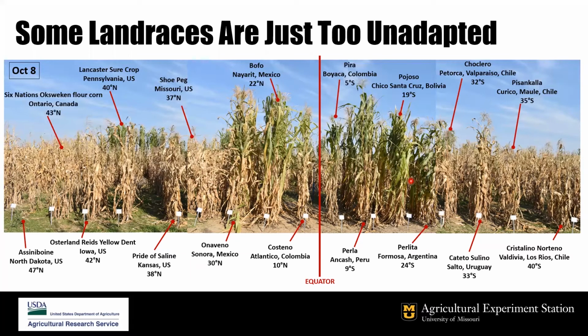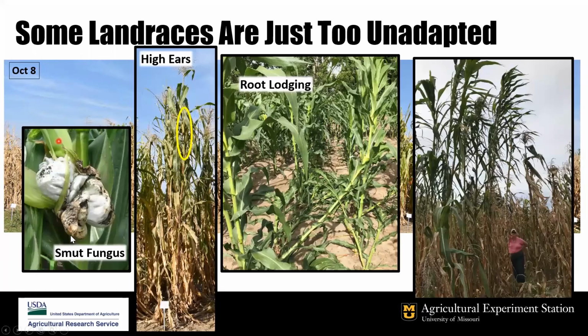Here we can see pictures of some interesting fungal diseases like a smut fungus. If you like mushrooms, this is actually quite tasty. Sometimes on the landraces, the ears are very high up on the plant, and sometimes the roots are very bad, so that the corn plants will either fall over because of the weight of the ear or because the roots are bad. And when the ear lands on the ground, it will rot and die.